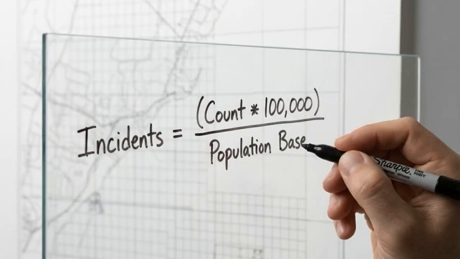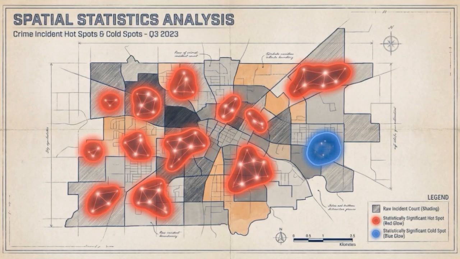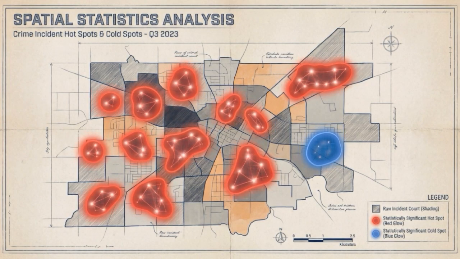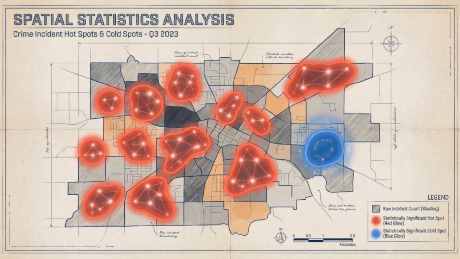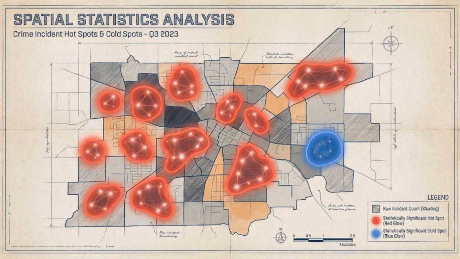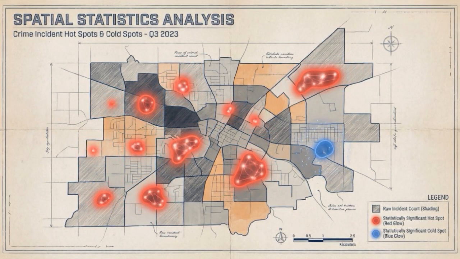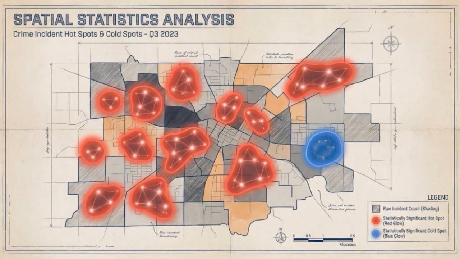To see past the population, we have to change the question. Is the crime actually clustering, or is it just following the residents? This is a hotspot map. Once we account for population density, we can see where crime is statistically concentrated. These red zones are where the activity is higher than what you'd expect for the number of people living there.